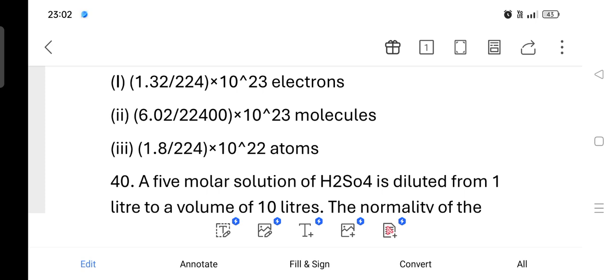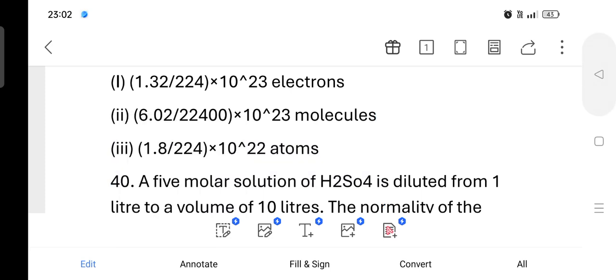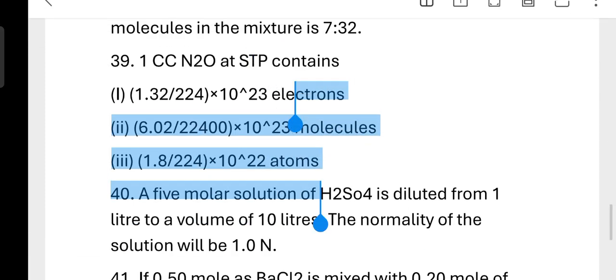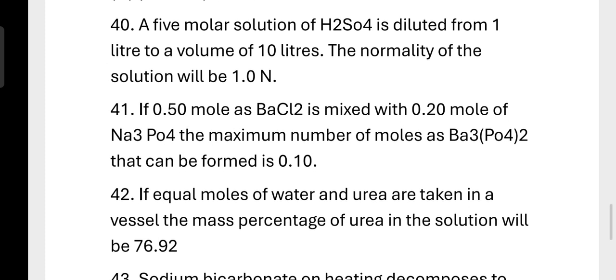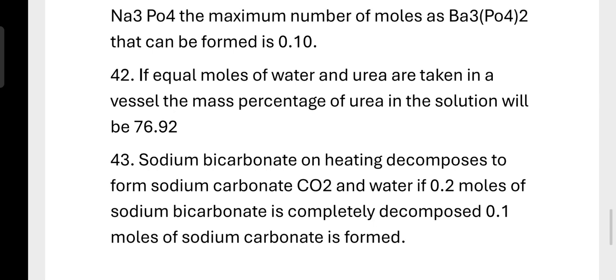A 1 molar solution of H2SO4 is diluted from 1 liter to a volume of 10 liters. The normality of the solution will be 1.0 N. If 0.50 mole of BaCl2 is mixed with 0.20 mole Na3PO4, the maximum number of moles of Ba3(PO4)2 that can be formed is 0.10. If equal moles of water and urea are taken in a vessel, the mass percentage of urea in the solution will be 76.92.